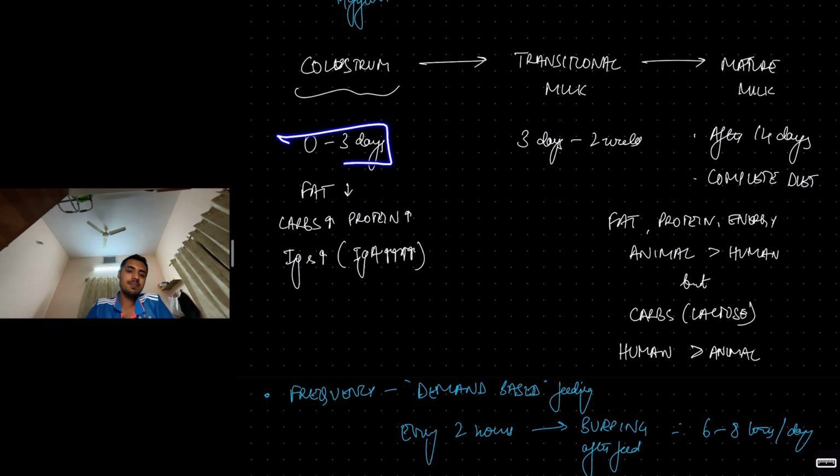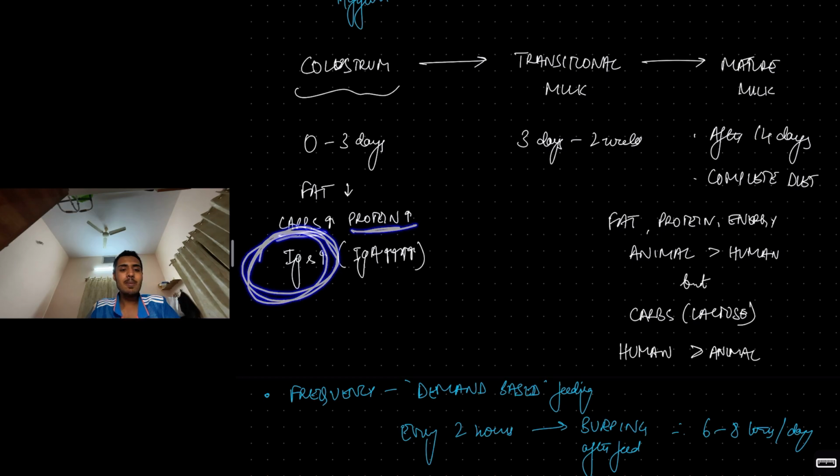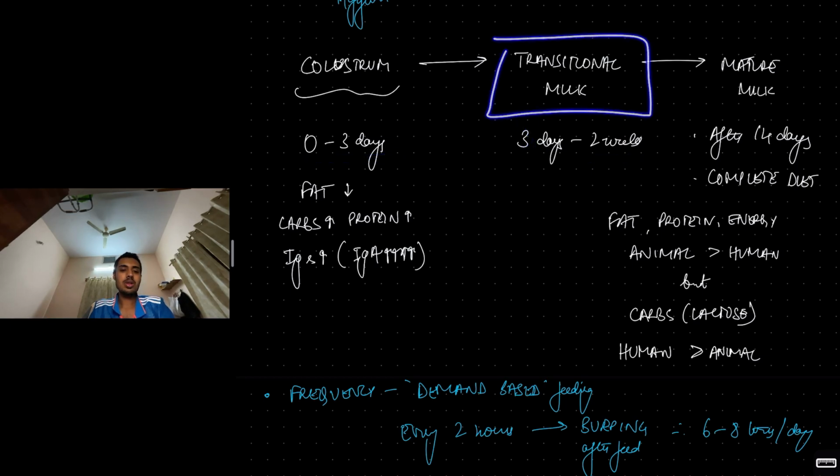For the first 3 days, the first milk produced is colostrum, which is slightly yellowish or straw colored. In this, the fat content is very very less. A lot of carbs, a lot of protein, and a lot of antibodies provide passive immunity to the child, especially IgA antibodies. Colostrum, IgA antibody, very very important for the first 3 days. Then from 3 days to 2 weeks, that is 14 days, transitional milk is produced. After 2 weeks, it is mature milk.